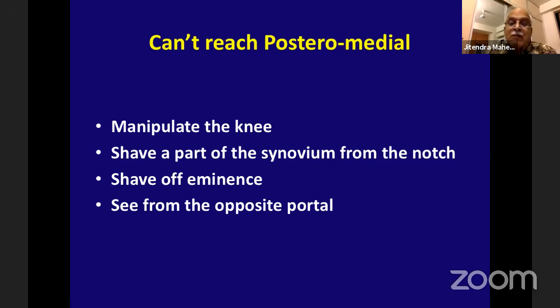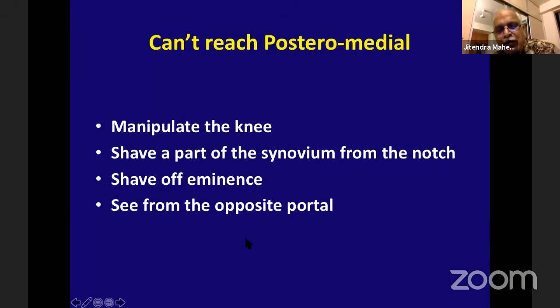And sometimes I see from the opposite portal what's happening. Why can I not go in? But more often than not, once I've created enough space, I again use my switching stick first, which goes very easily. Then if I want to go in that portion, over the switching stick, I take my scope. I bring my scope from this side, go over the switching stick. So you can use your switching stick to guide your cannula where you want to go, posteromedial portal, for example.